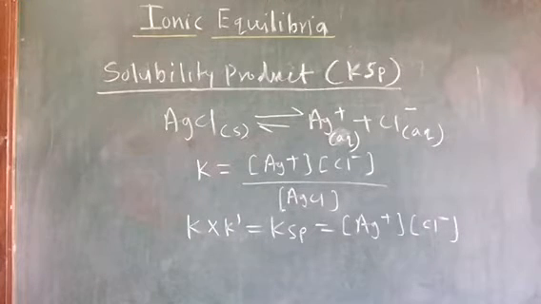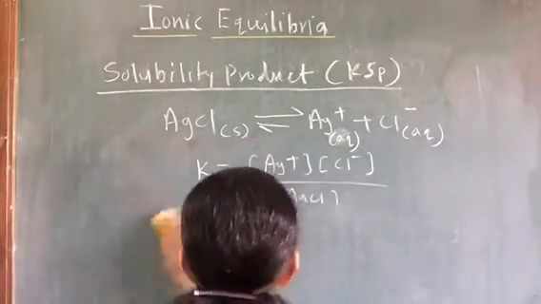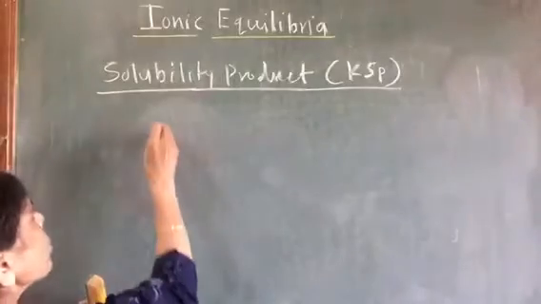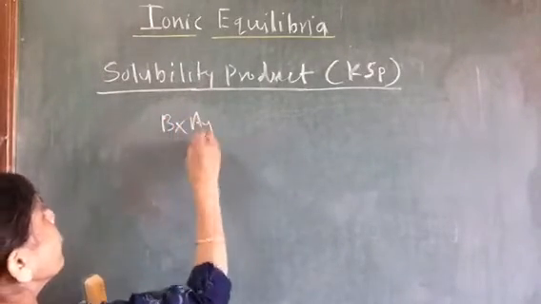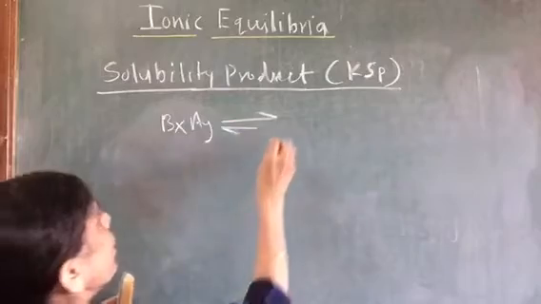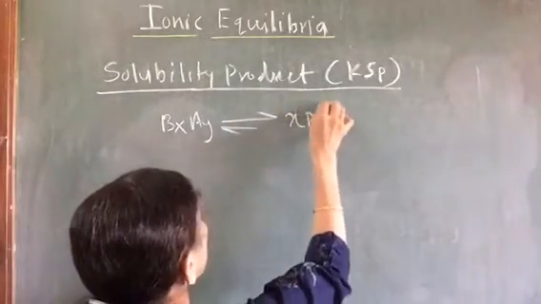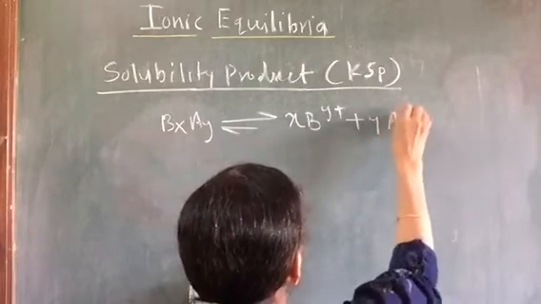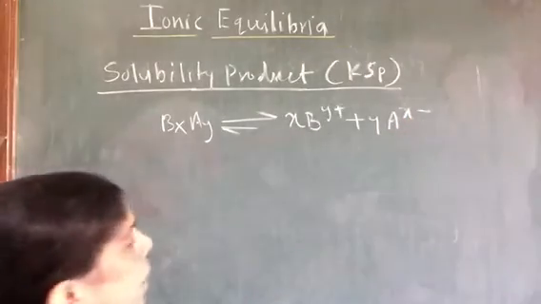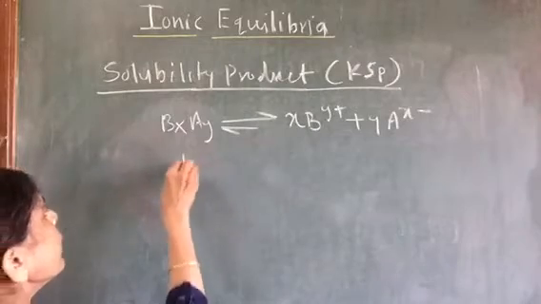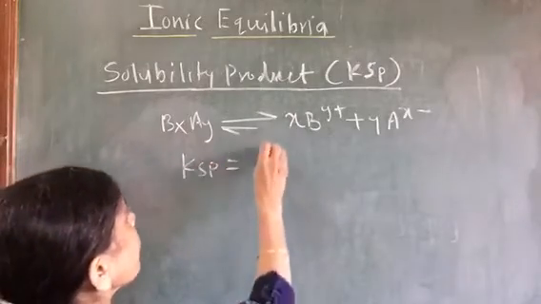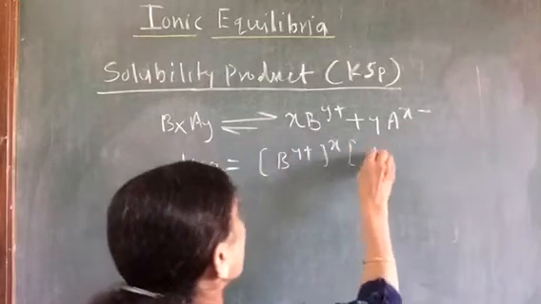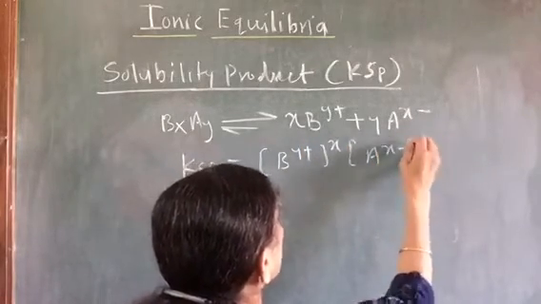Now we will take one more example, or rather first of all a general salt. Instead of AgCl, now we will consider a general salt BxAy. Like AgCl, it will form xBy plus ions and yAx minus ions. The solubility product we can directly write as B y plus raised to x into A x minus raised to y.